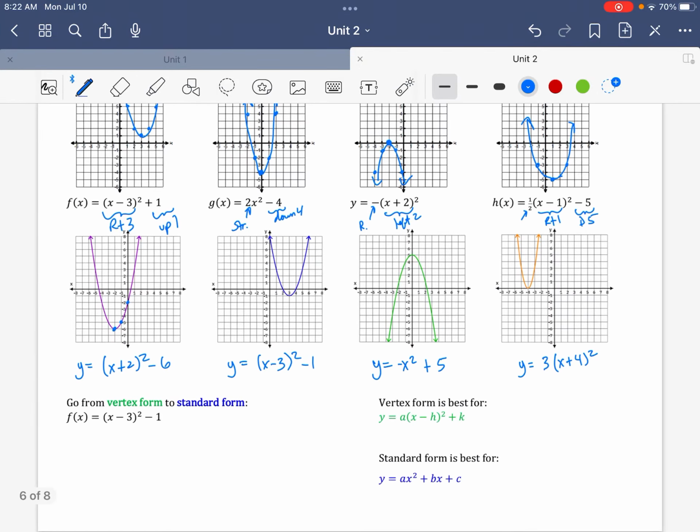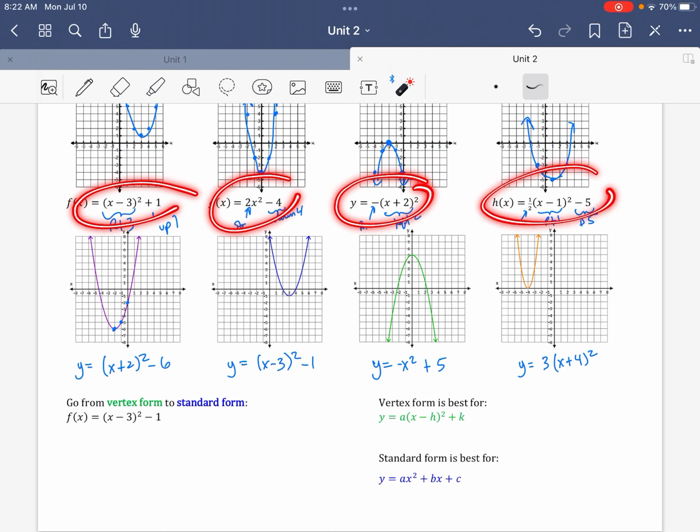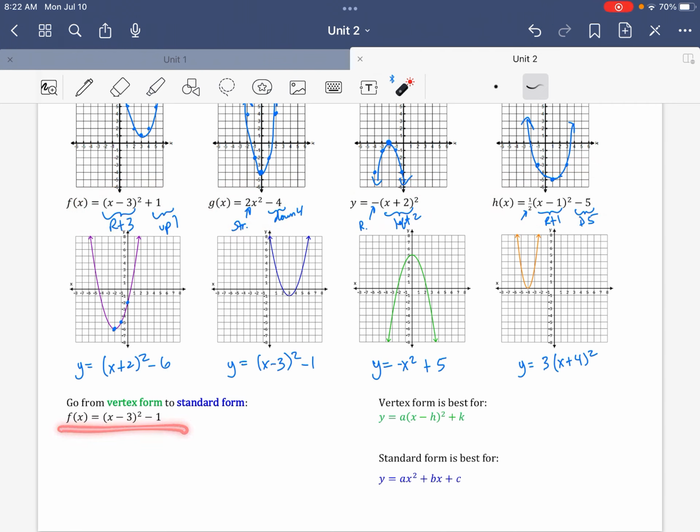All right, one more thing you have to realize is what we've been using here. These are in vertex form, all these things right here. So vertex form, it's easy to say, oh, right 3, down 1. So vertex form is great for literally knowing the vertex. But sometimes you want something in what's called standard form, okay?